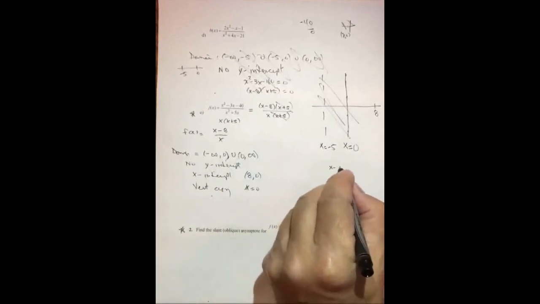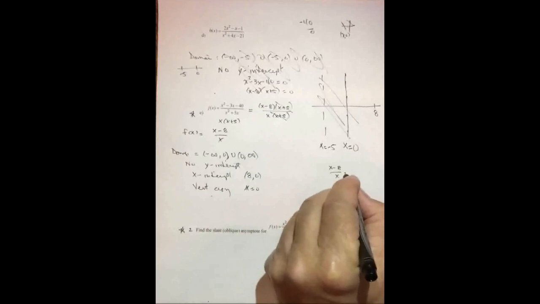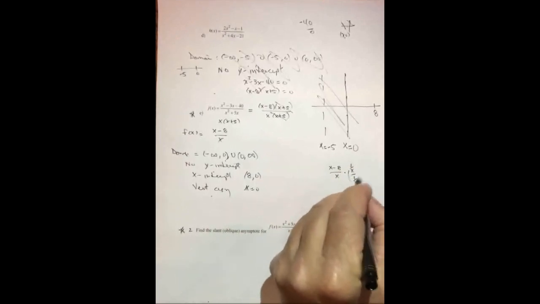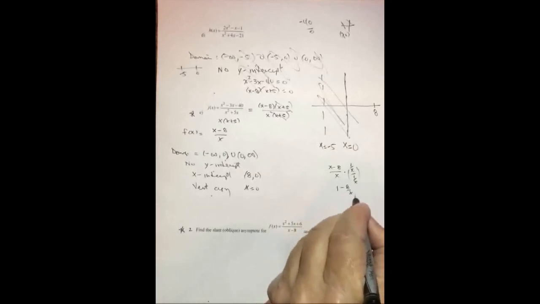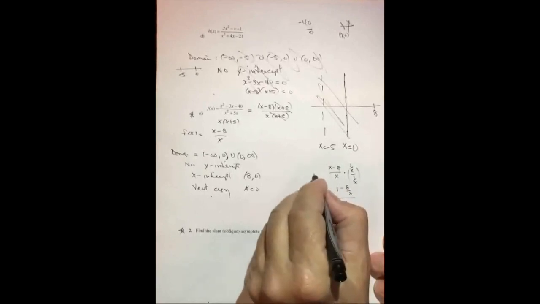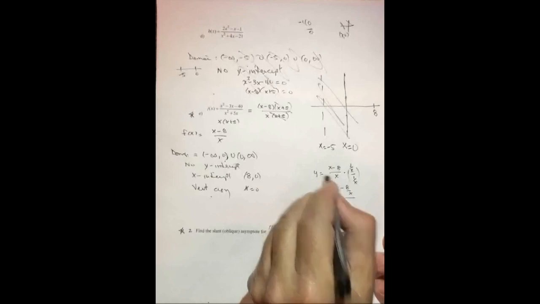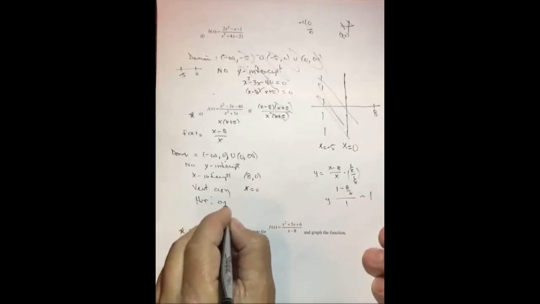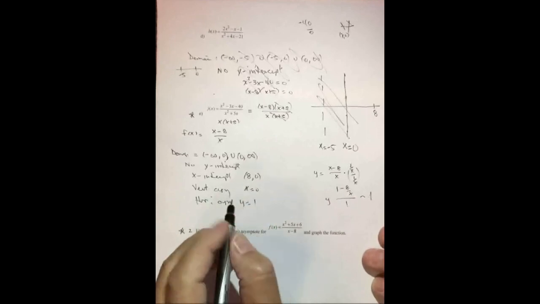Now what about horizontal? Well, here's what we do. We take x minus 8 over x, and the biggest power of x is 1. So that can be written as 1 minus 8 over x divided by 1. So we have y is equal to this, and this is going to approximate 1 over 1, which is just 1. So the horizontal asymptote is y equals 1.